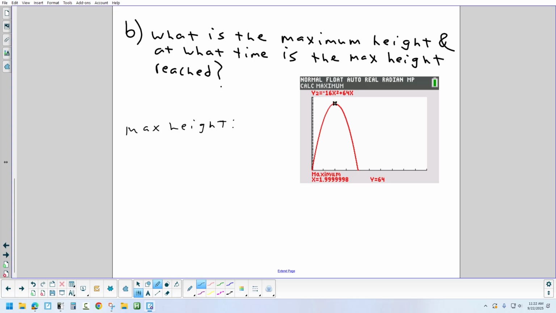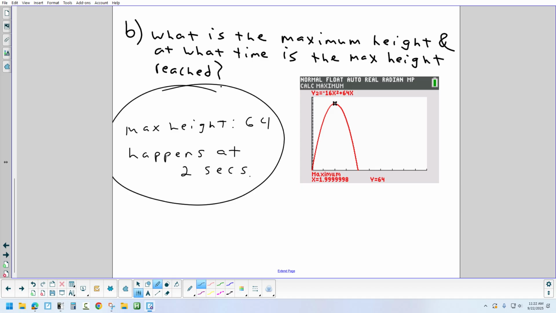Luke? 64. Yep, max height is 64 feet. And this happens at how many seconds? 2. Yeah, it's 2 seconds. But this calculator can't do algebra, so it's just guessing really fast. And it got 1.9999998, which is basically 2. So 2 seconds.